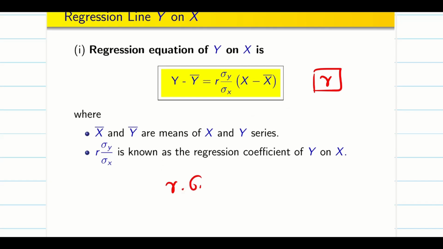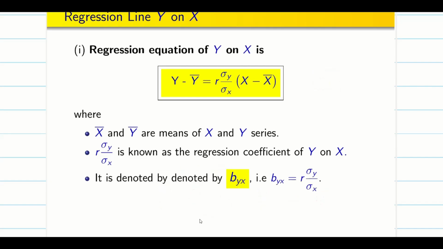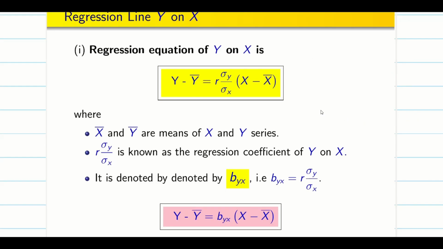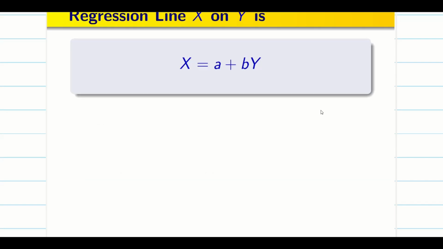Now r into sigma y divided by sigma x is nothing but the regression coefficient for y on x. So we now say byx is equal to r into sigma y by sigma x. From the previous slide, we know the regression coefficient y on x is byx. So I can rewrite this equation as: y minus y bar is equal to byx into x minus x bar.